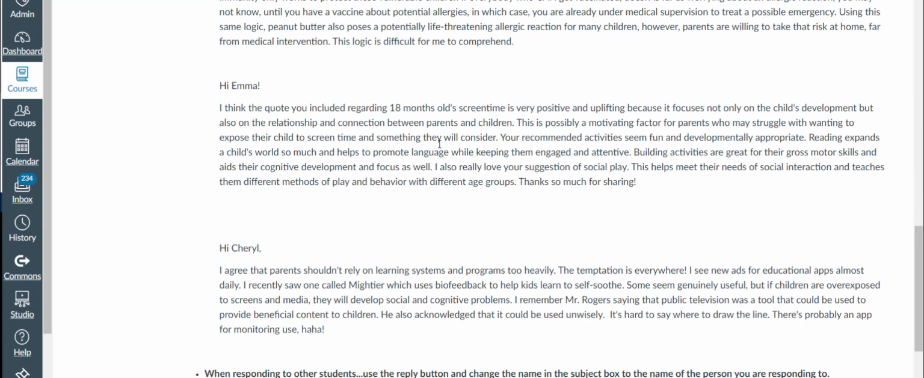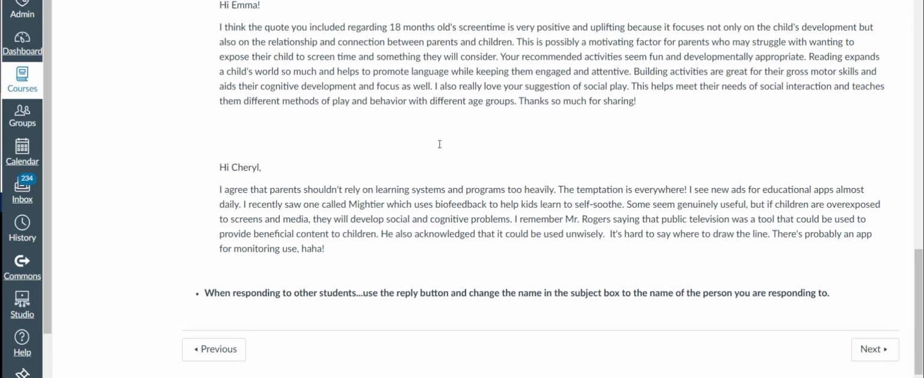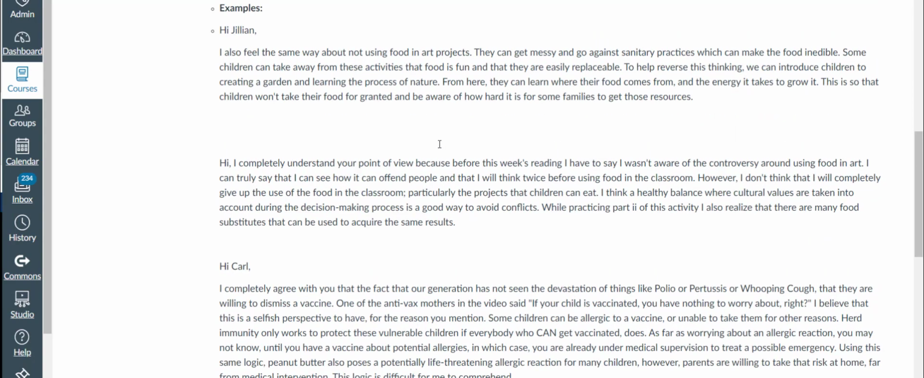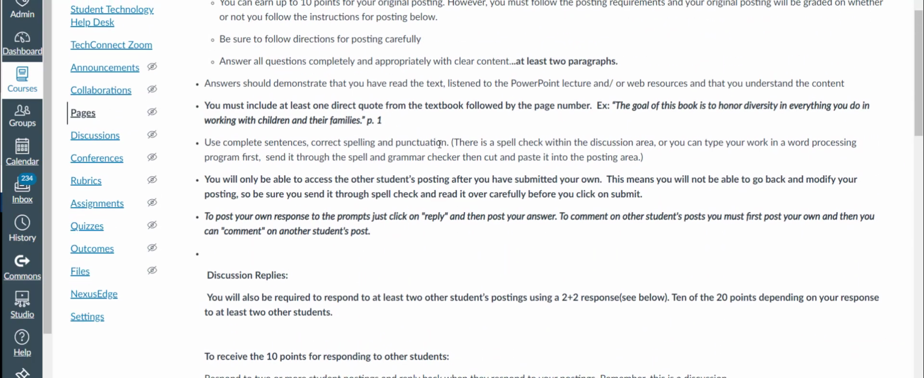So please read these, look at these, so that you can get an idea of how to post to other students. And then, once you do your initial post, which is due the Wednesday or earlier in the week, you can do these 2+2 responses to at least 2 other students. So I hope that helps clear that up.